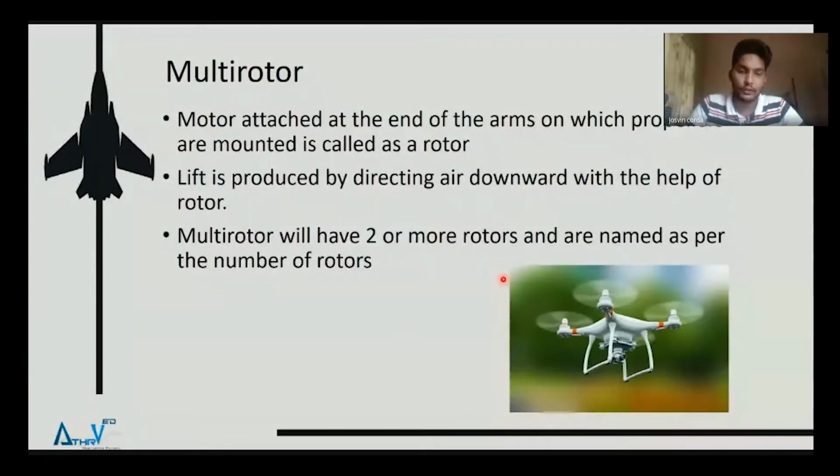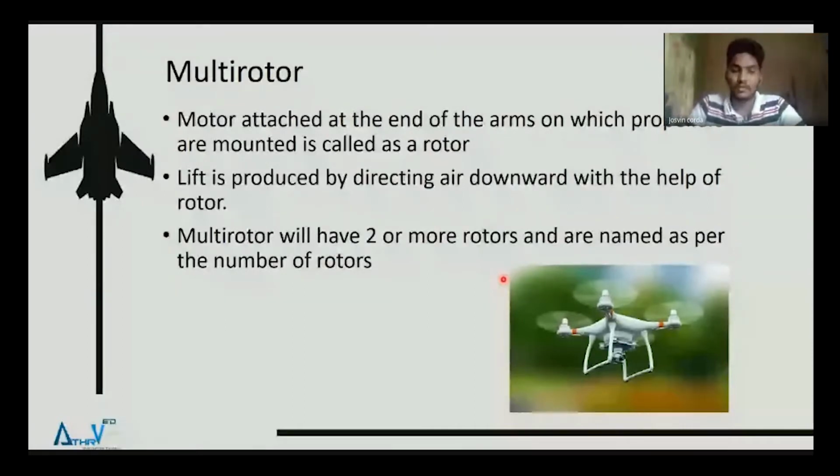If you have two, it is known as a bicopter. If you have three, it is known as a tricopter. If you have four, it is known as a quadcopter, and so on. So the main classification of multirotors is done on the number of arms of the multicopter.